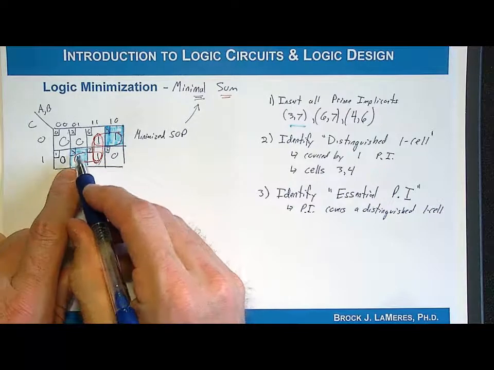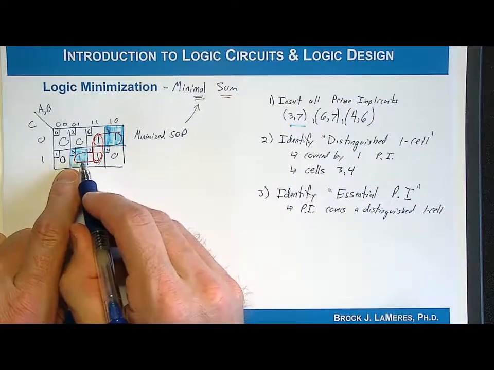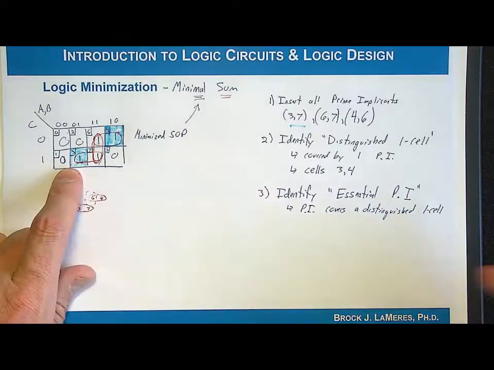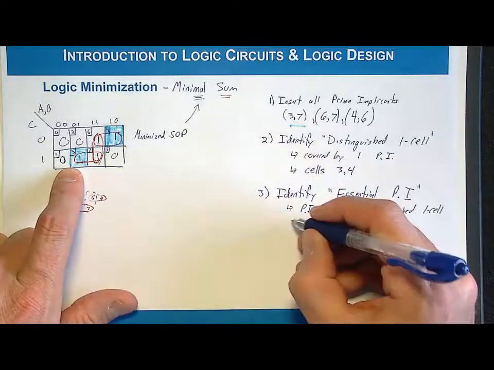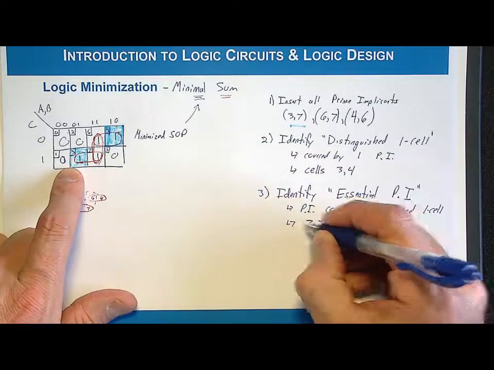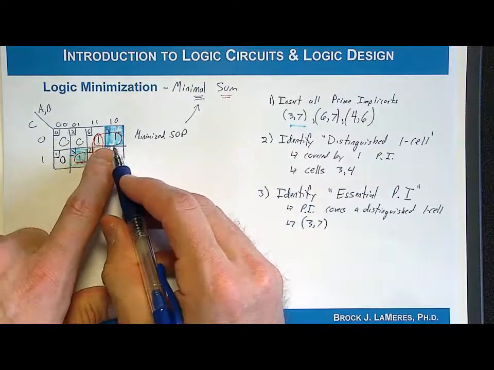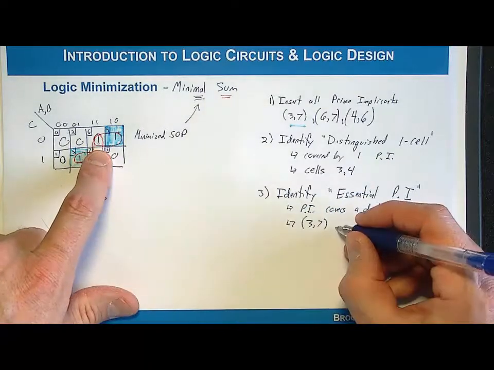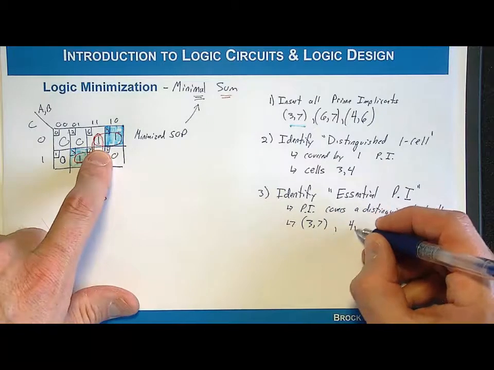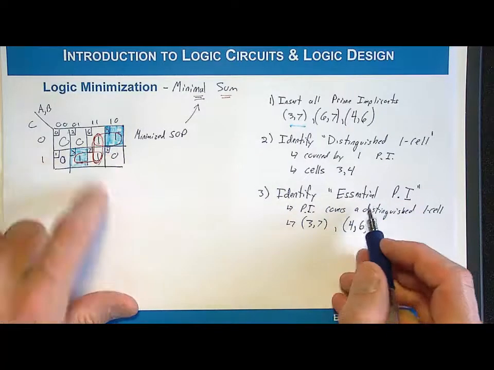Well, we know that cell 3 is a distinguished 1 cell, so the prime implicant that covered it was the 3, 7. And then cell 4 was also a distinguished 1 cell, so its prime implicant that covered it was the 4, 6. And those are the essential prime implicants.